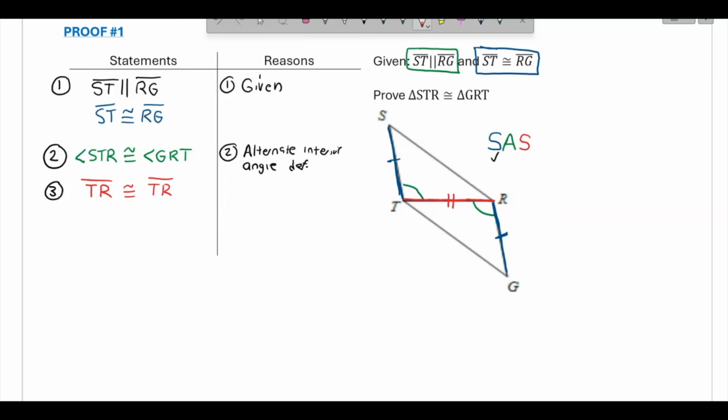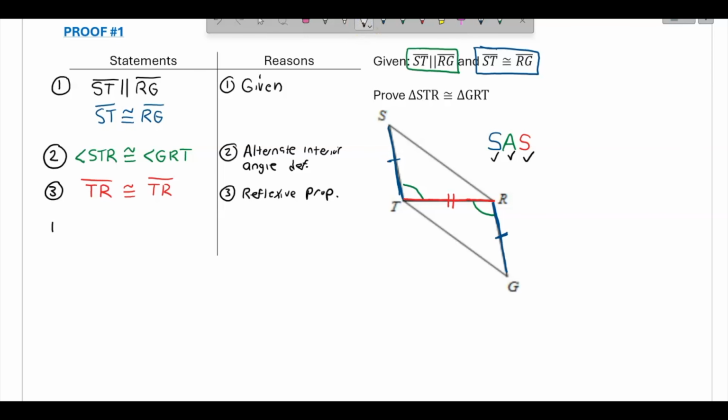Now just remember, even though this seems very obvious, we do need to state this in a proof. So we got our angle checked off for the alternate interior angles. We have our reflexive property, which is what allows me to say TR is congruent to TR. That's the third statement. Remember, when we are writing a proof, we need to have a congruent statement for each element of it. So I need one for the side, one for the angle, and one for the other side.